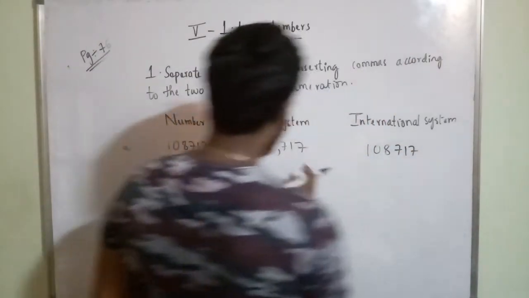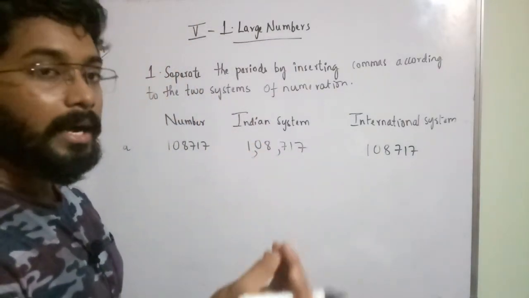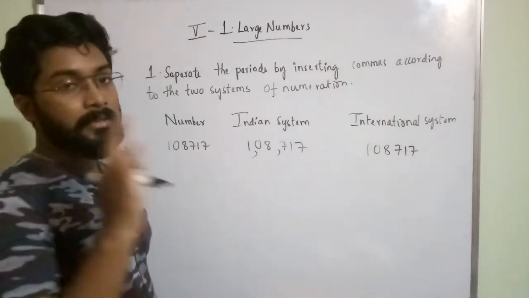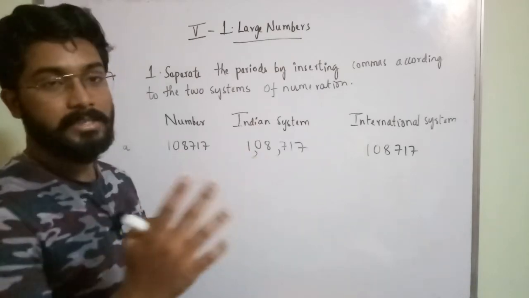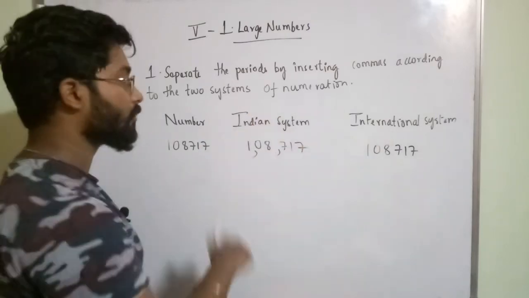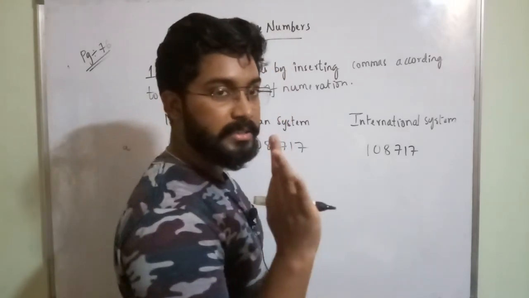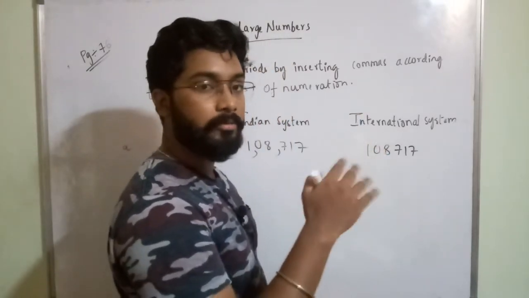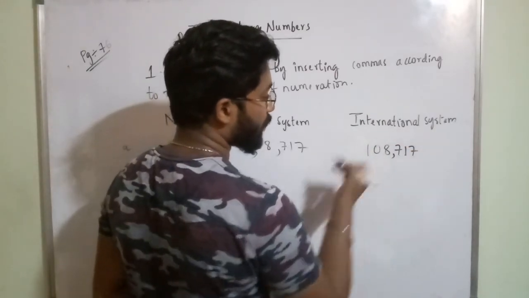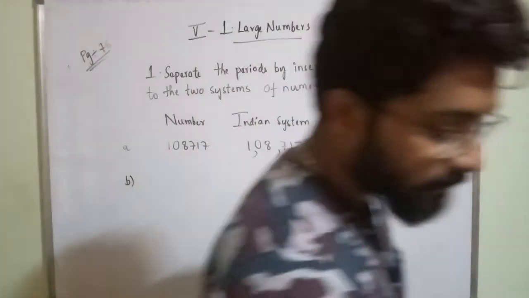108717. In Indian system only you have to carefully see which period is coming after which period, and in which period how many digits are there, because ones period is having 3 digits but lakhs and thousands are having 2 digits. In international system every period will have 3 digits, so after every 3 digits you can put one comma and separate all the periods. So starting from right to left, 1, 2, 3. After 3 digits I am putting one comma. So first one has been completed. Is it clear what I am saying?